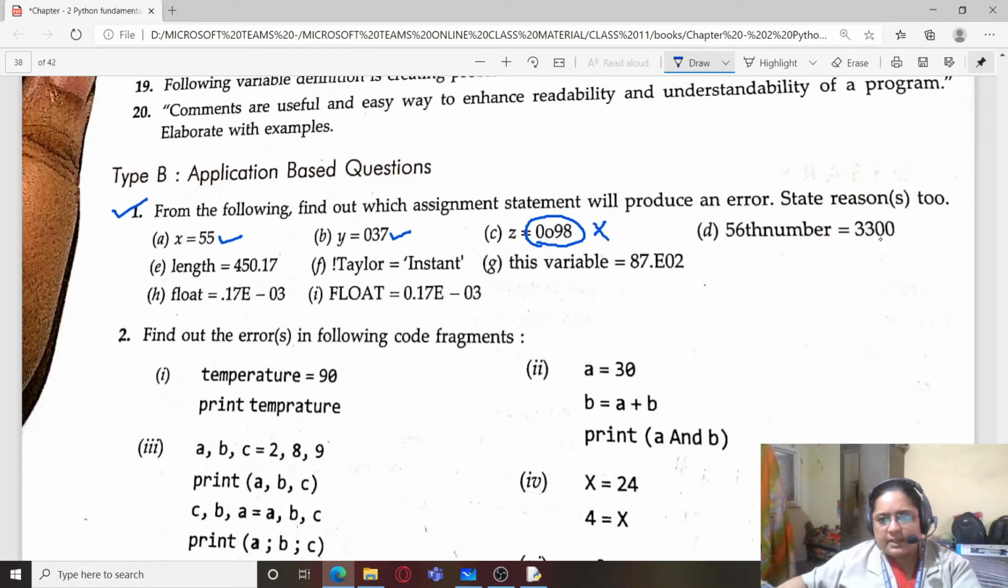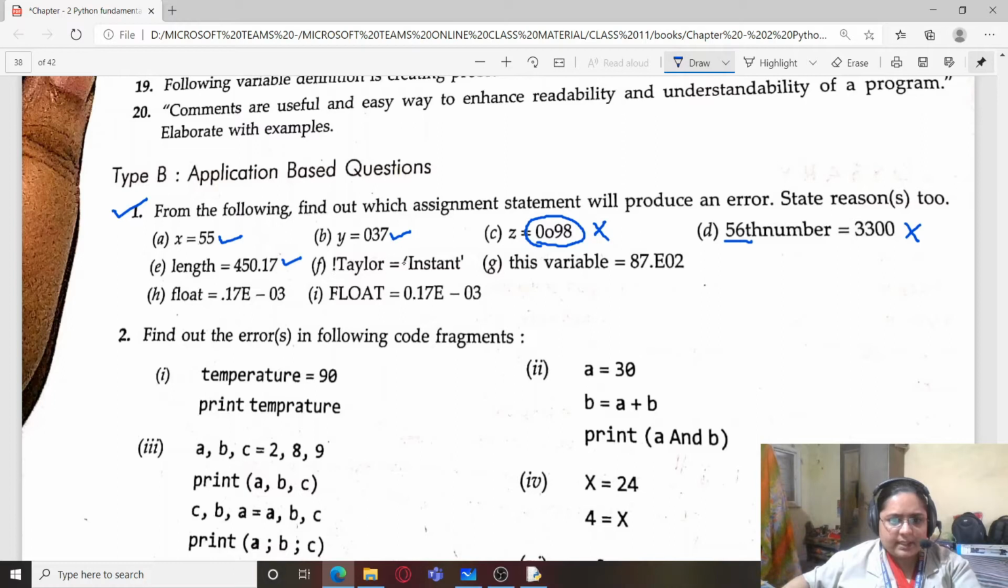56number = 3300. So you know that the statement will be wrong. Why? Because you cannot start an identifier with a number. Understood? You can write number56 = 3300. That is okay. This one will be okay.